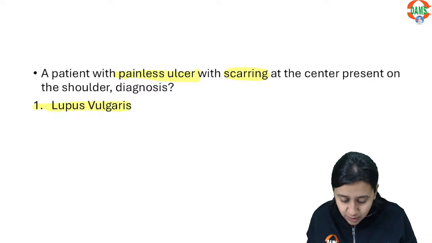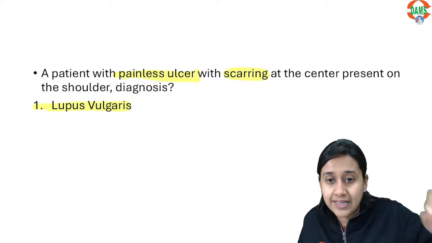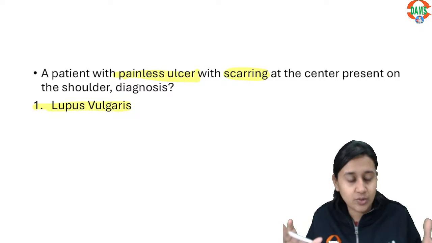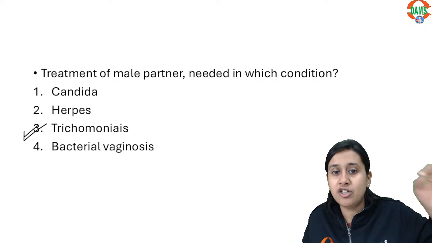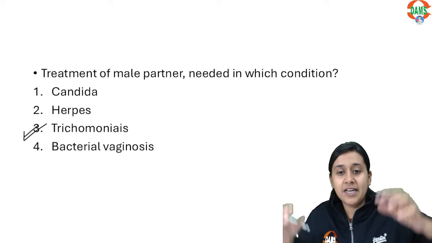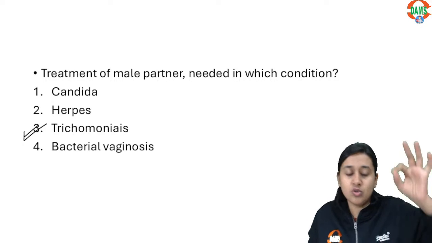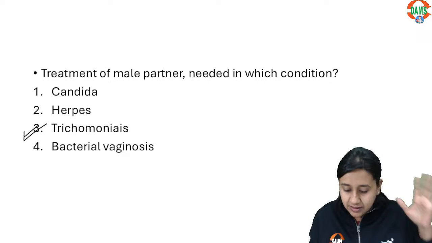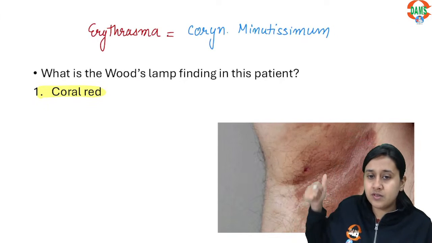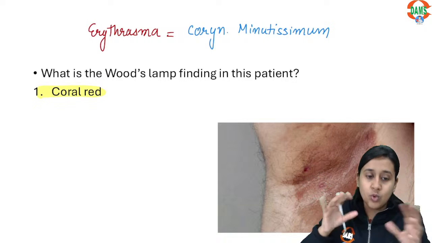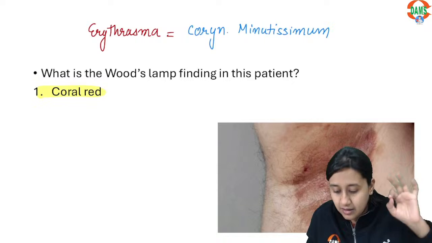Now, these were some of the questions, again repeating for all those who have joined just now. So very quickly, I'm repeating, we got almost 9 to 10 questions from dermatology. The first question was, treatment of male partner needed in which of the following conditions? I told you that in trichomoniasis, you always have to treat the partners. So the answer becomes option number 3. The second question we got was this, a patient of erythrasma, what will be the Wood's lamp finding? The answer becomes coral red appearance.